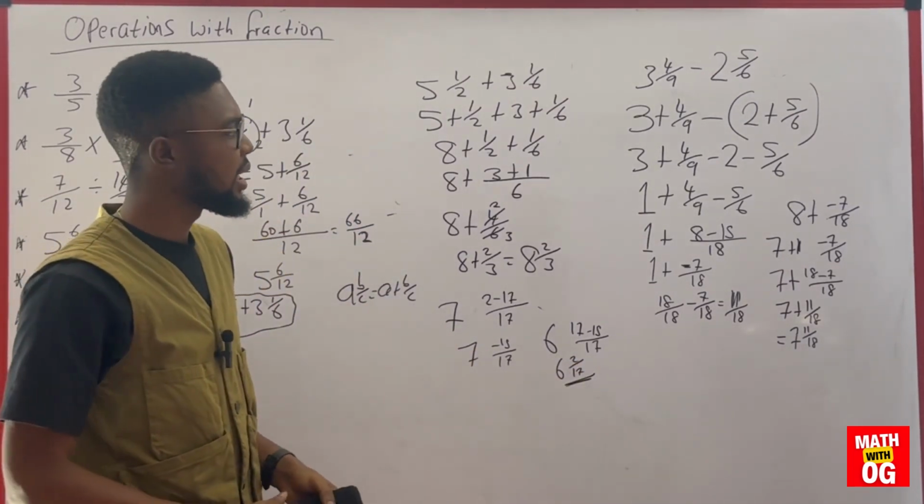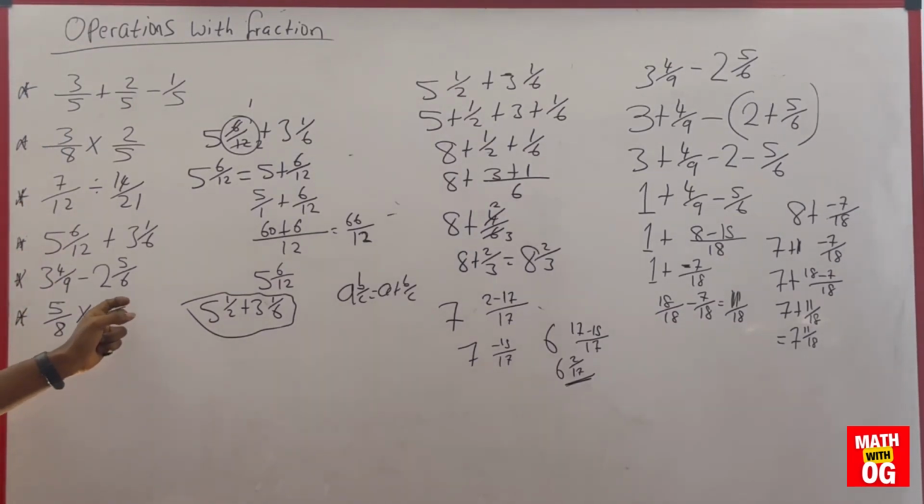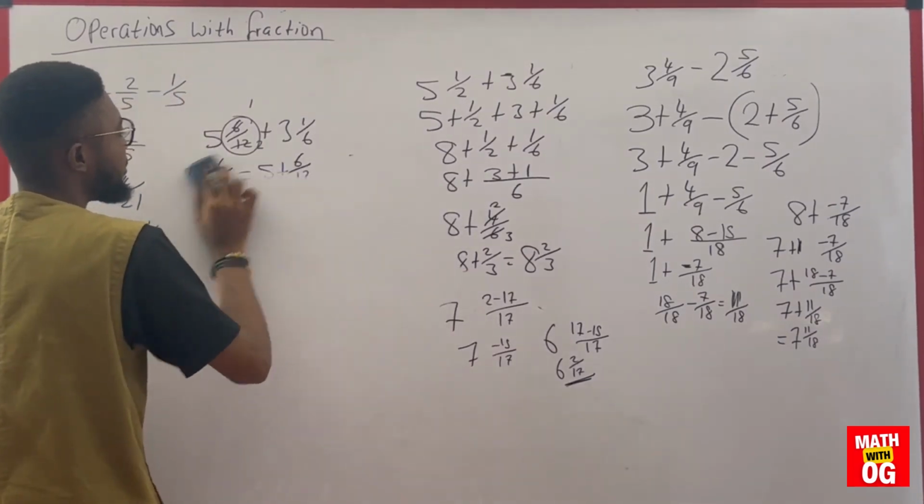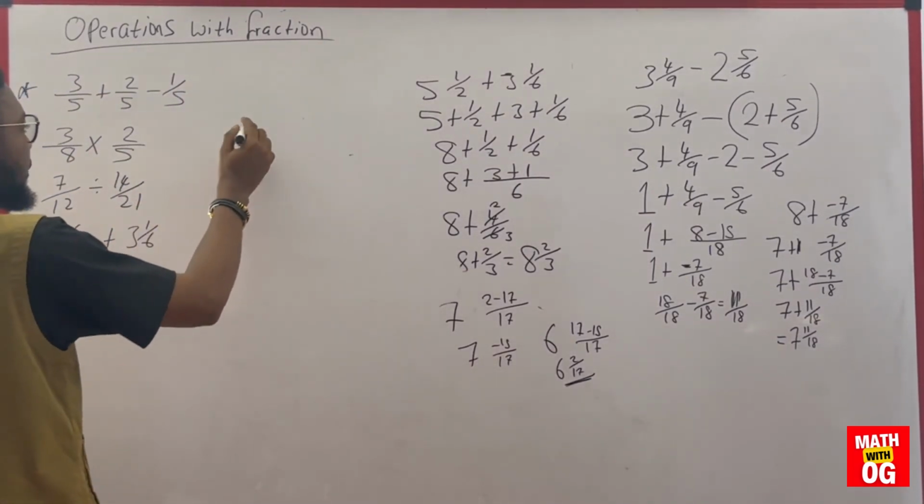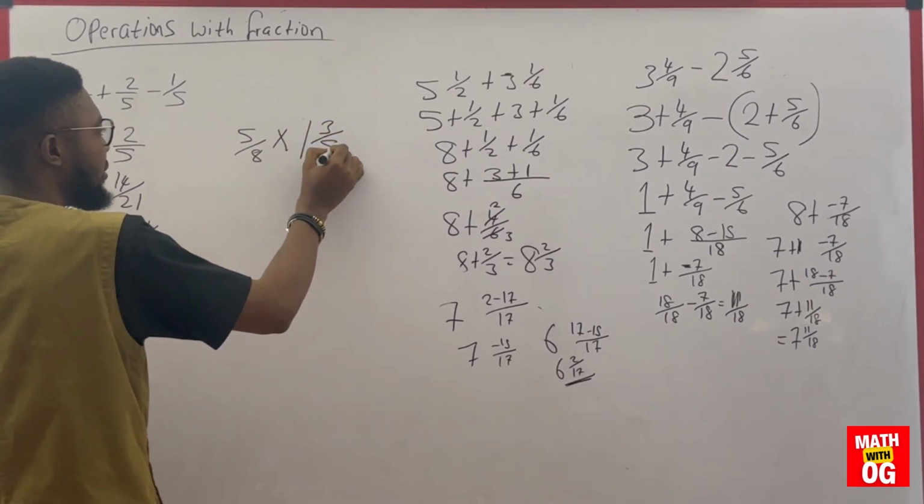So this will be 6 whole number 2 over 17. As easy as that. Now back to the last question. 5 over 8 multiplying 1 whole number 3 over 5.